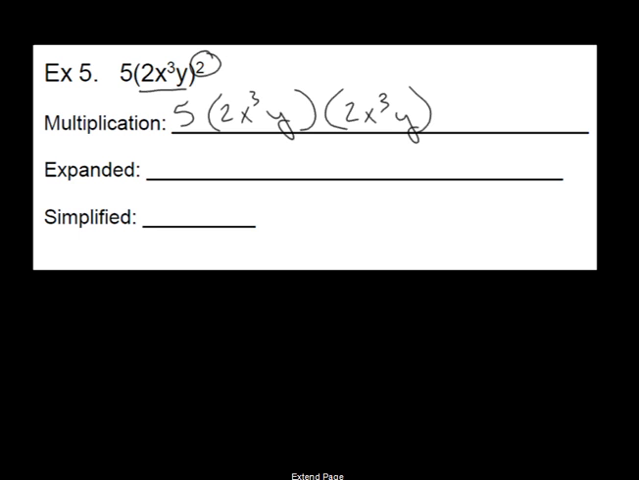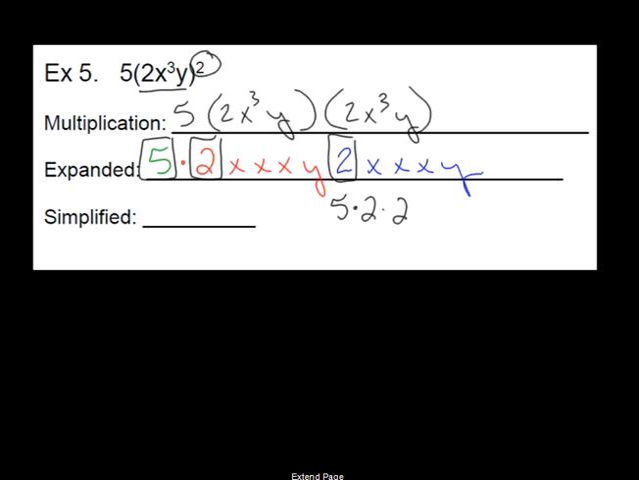So I now go through and start expanding this. My 5 is hanging out here, times 2xxxy times 2xxxy. I now multiply my numbers. My numbers are 5, 2, and 2. So 5 times 2 times 2. This gives me 4 times 5, which is 20.